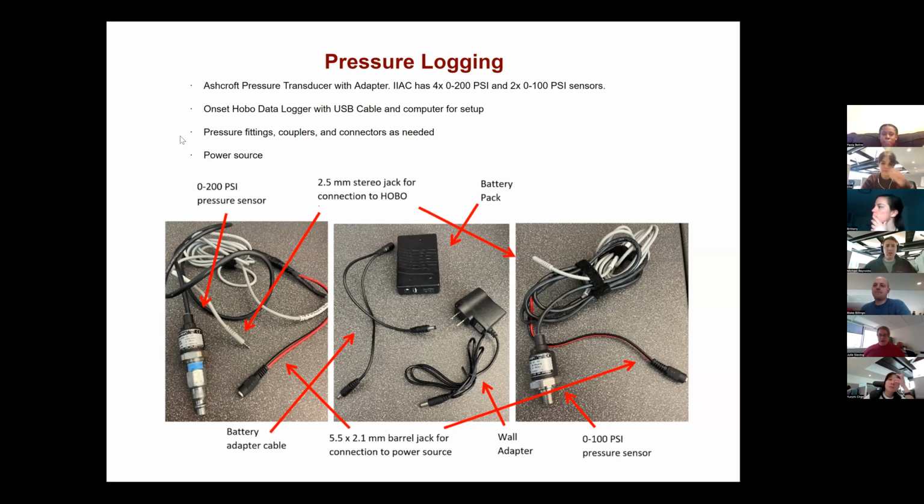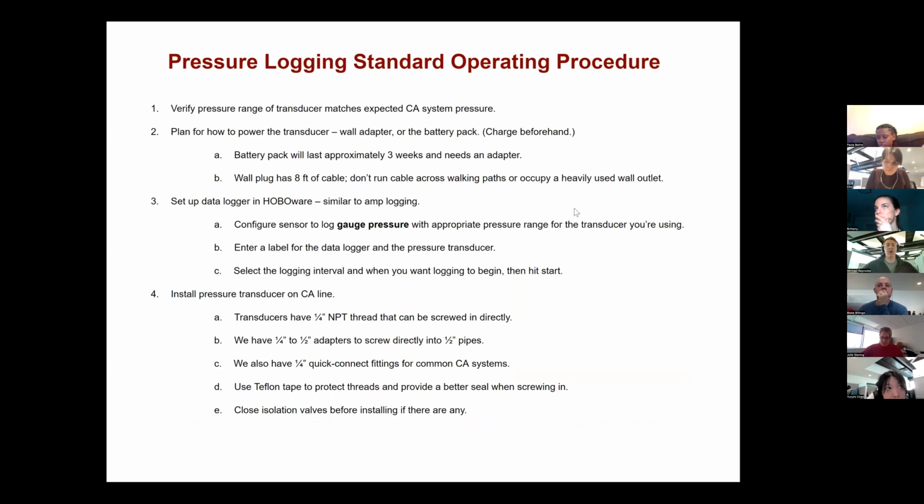So we'll move on quickly to the other use we have for loggers, which is for pressure logging. We have some pressure loggers which measure gauge pressure, so we can get information from an air compressor about what the pressure they're putting out is. We have 200 PSI and 100 PSI sensors. We can power them either from a wall outlet or from a battery pack. And we have a cheat sheet for how to set those up available on the box if you are unfamiliar with it. Basically, these just plug into a compressed air outlet somewhere on the compressed air system.